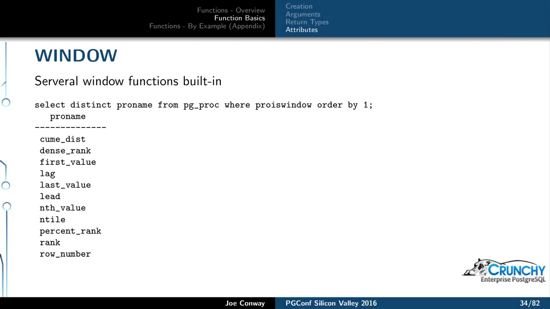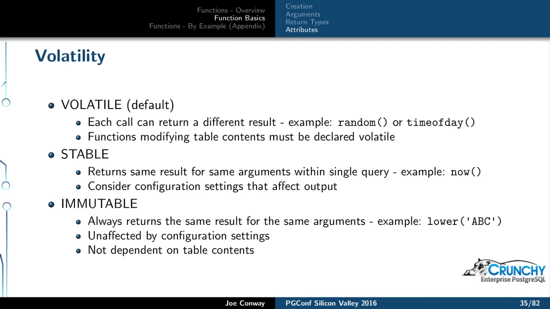So, volatility. Who here is not familiar with volatility of functions? Everyone here knows what volatility means? Wow, that's good. So we'll just touch on it quickly. If you mark the function as volatile, which is the default, it can change basically on every row. If you mark it as stable, it's not going to change within a given query. And if you mark it as immutable, for a given set of inputs, it should always and forever return the same result.